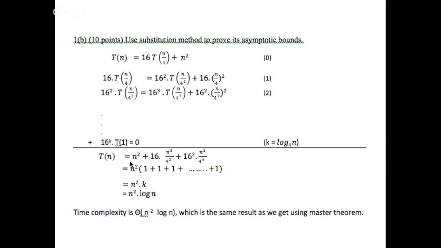I get T(n) = n squared + 16 times n squared over 4 squared + 16 squared times n squared over 4 to the power of 4. After a few steps, finally I get T(n) = n squared times log n. So this is the same result as we get using the master theorem.